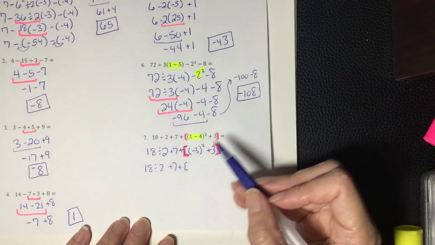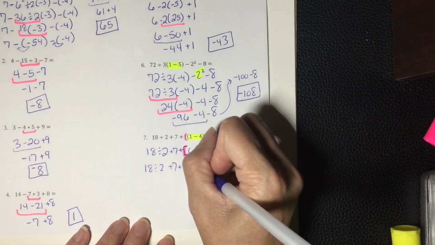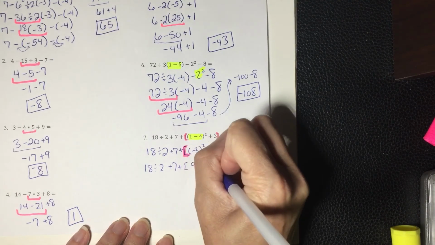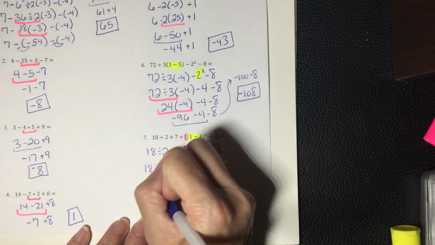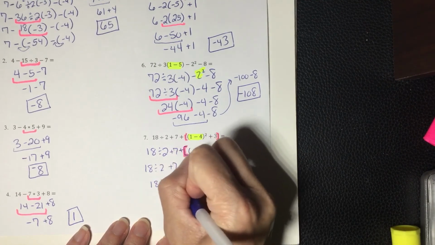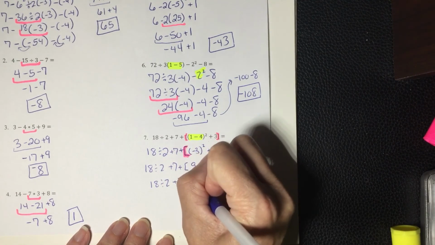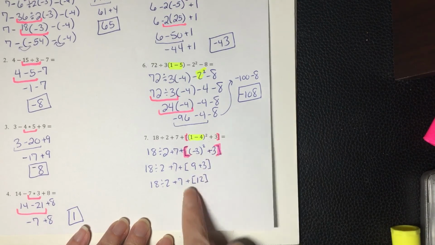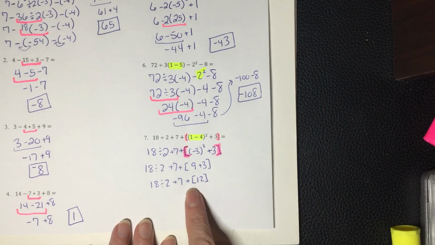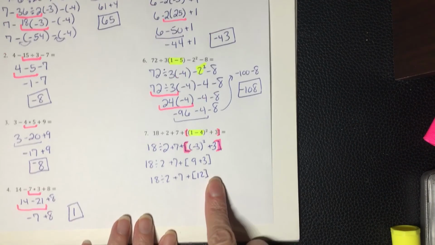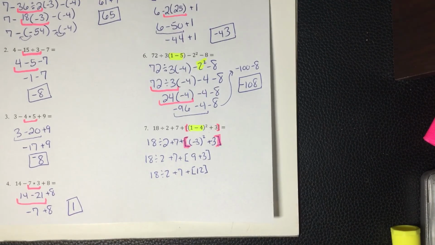-3 is in parentheses, so -3 times -3 is +9. And then finally I get 9 plus 3, which is going to give me 12. Now at this point it's up to you if you keep those grouping symbols. Since there's a plus there, it's not indicating multiplication, it's just addition. So if you want to not write the brackets, you can go ahead and drop them at this point.